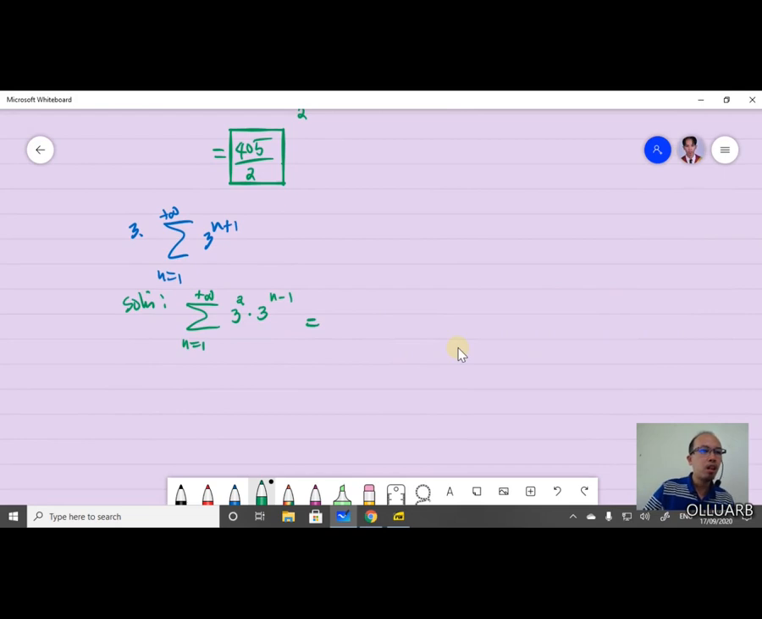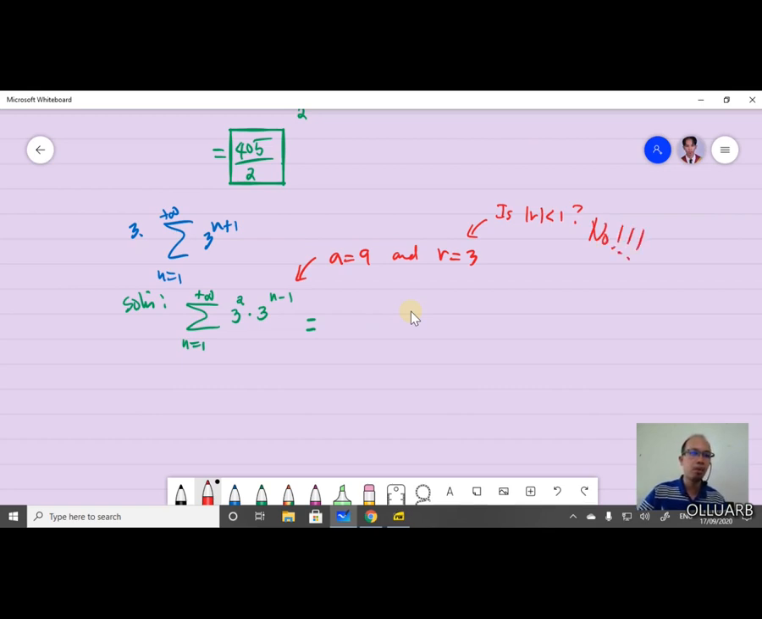As you can see here, our a is 9 and our r is 3. The question is, does this satisfy the absolute value of r less than 1? The answer is no. Therefore, this series is divergent.